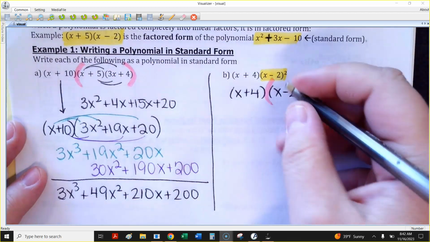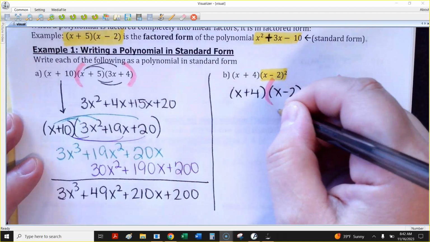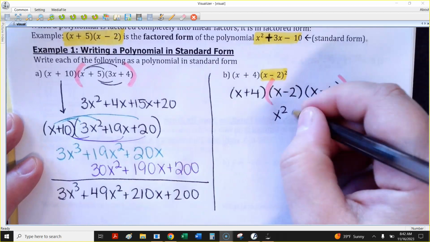And you guys try this on your paper, and actually I'm going to draw a box on mine when I get done with this first part, but I'll just be quiet. You guys try it on your paper.